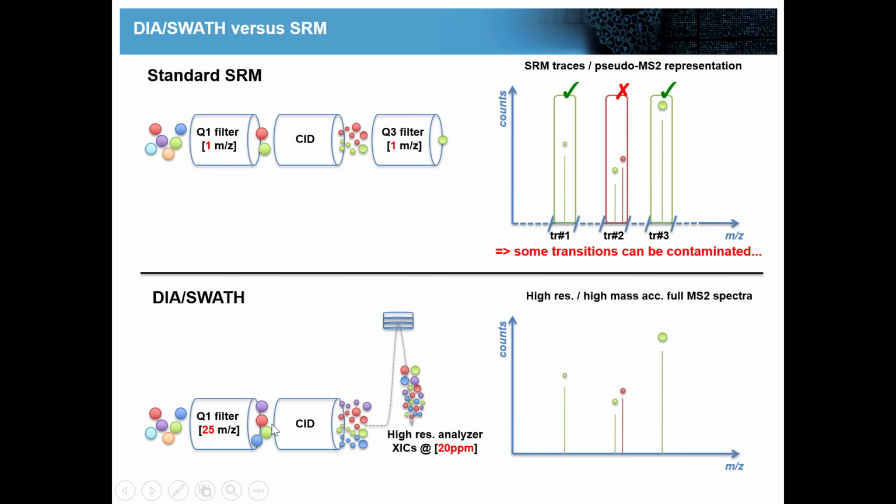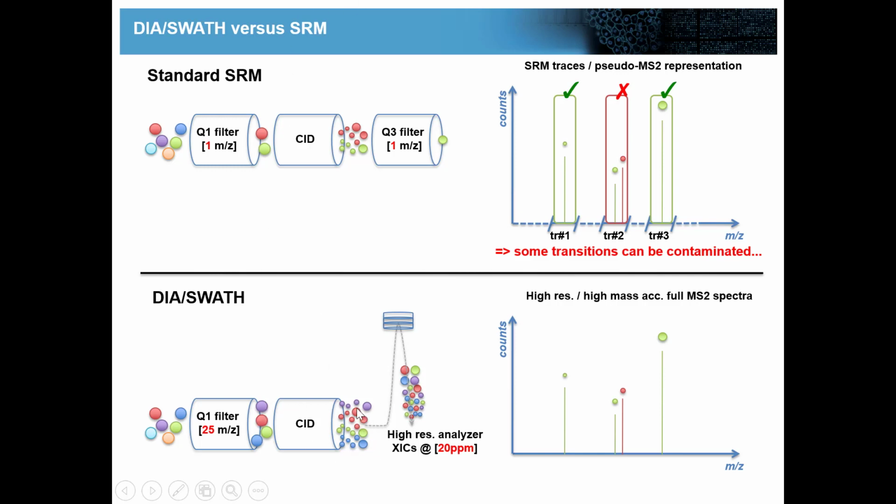What's the situation in DIA? So now I'm showing a QTOF mass spectrometer. This could also be an Orbitrap in the back end, doesn't really matter. But essentially we have the same set of peptides again, and now we're opening up this Q1 isolation window much wider, right? So here we have 1 m/z, and here we have 25 m/z. So that means a lot more peptides are going to get through this Q1 filter. We now have 4 here instead of these 2 up here.